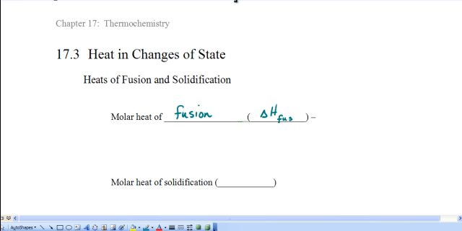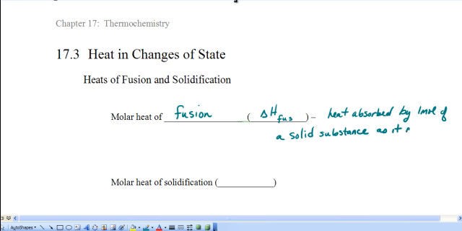And in this case, we're talking about the amount of energy, or the heat, absorbed by 1 mole of a solid substance as it melts into a liquid.